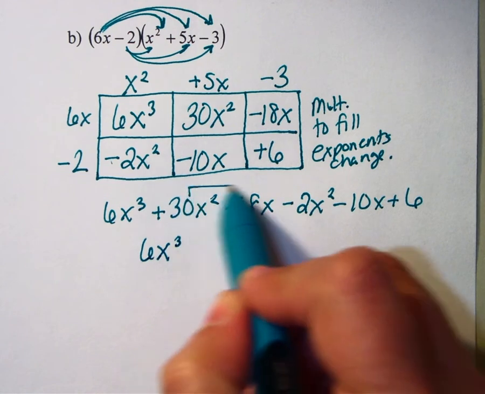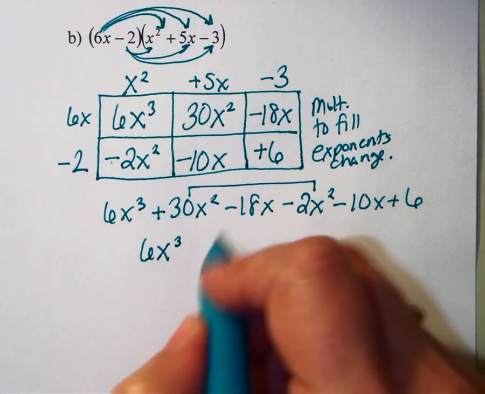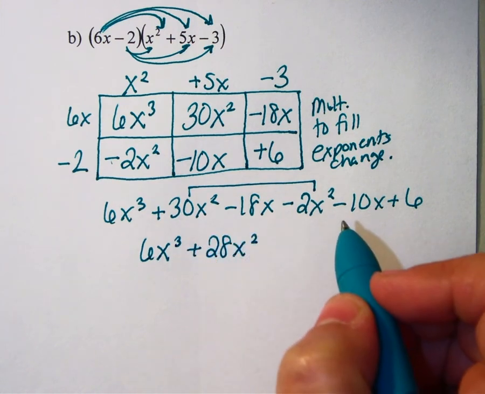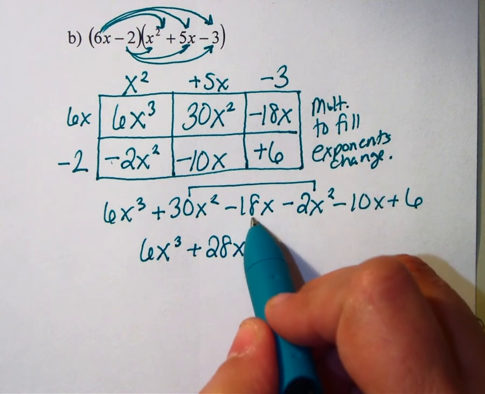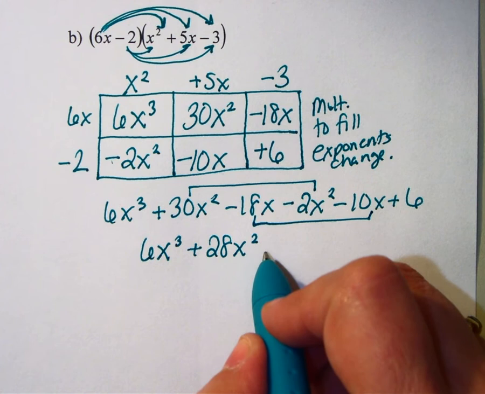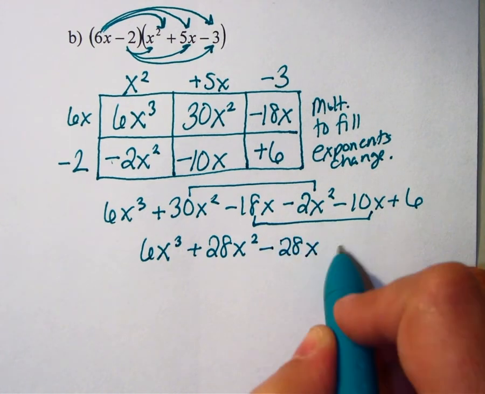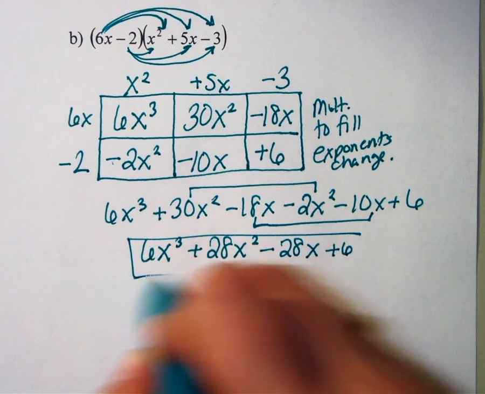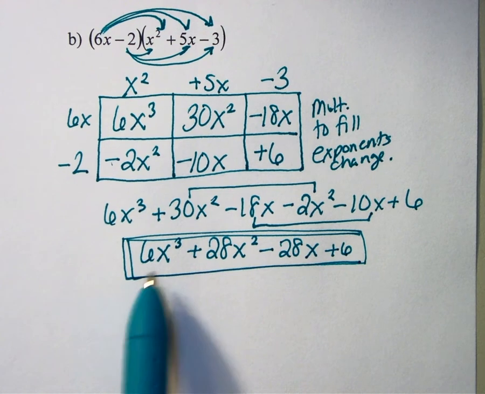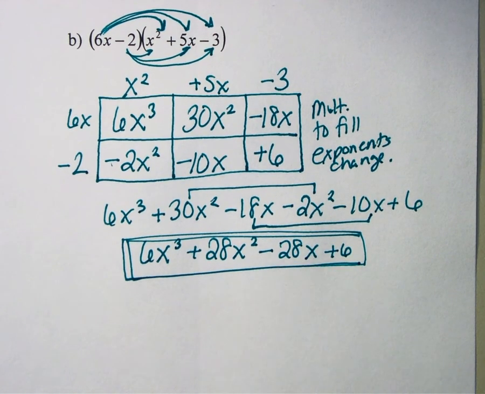Positive 30x squared plus a negative 2x squared is going to give me a positive 28x squared. And then I've got a negative 18x and a negative 10x. If I add negative 18 plus a negative 10, I'm going to end up with a negative 28x. And then poor plus 6 doesn't have a partner either. Final answer: 6x cubed plus 28x squared minus 28x plus 6.